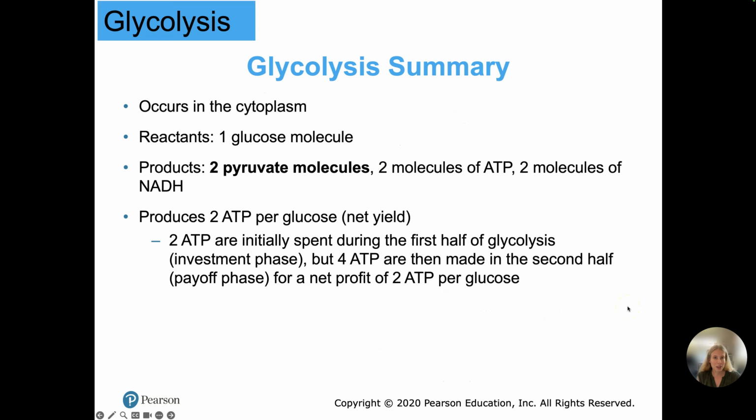In summary, this is probably the most important slide to pay attention to. Glycolysis occurs in the cytoplasm. The reactants of glycolysis are 1 glucose molecule. The products of glycolysis from that 1 glucose molecule are 2 pyruvate molecules, 2 molecules of ATP, and 2 molecules of NADH. The bolded product here is what will go into the next stage, which is pyruvate oxidation. So the 2 pyruvate molecules that are the product of glycolysis will be our reactants in the next stage, which is pyruvate oxidation. That's why they're bold.